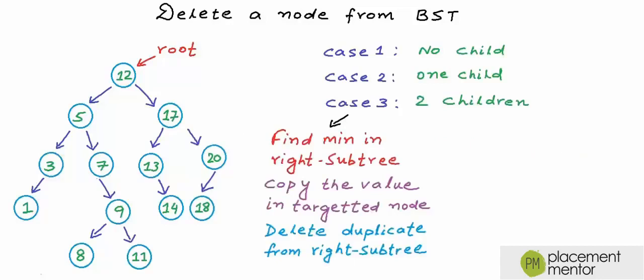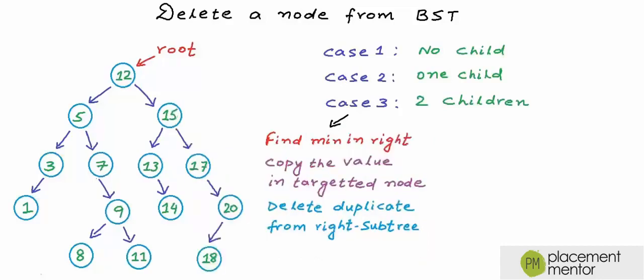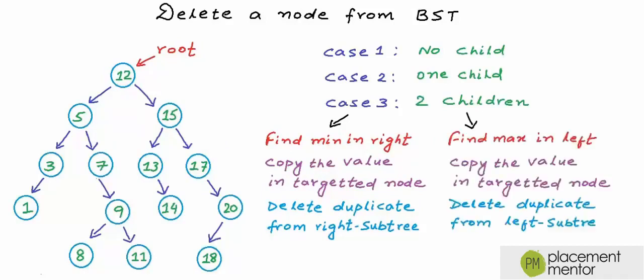We need to find the minimum in right subtree of the targeted node, then copy or fill in this value, and finally we need to delete the duplicate or the node with minimum value from right subtree. There was another possible approach here, and I must talk about it.